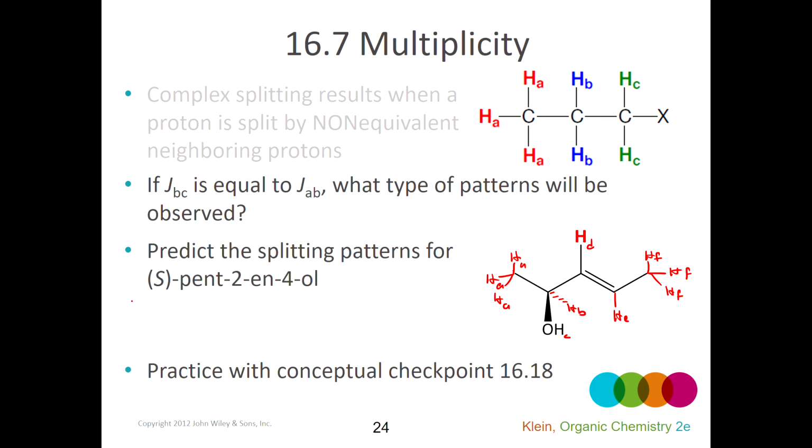So what should the splitting pattern be for hydrogen A? Well, they can't split one another, but there is one hydrogen on the neighboring carbon, so that one hydrogen, 1 plus 1, should split A into a doublet.